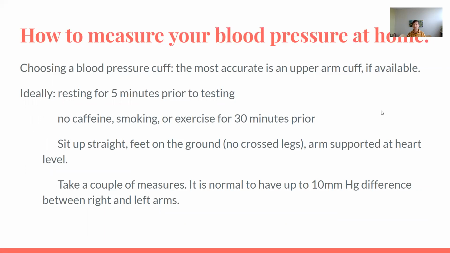So number one, choosing a blood pressure cuff. The most accurate is an upper arm cuff. At the end of the talk, I actually have a reference to the Consumer Reports, which I mentioned earlier. And so if somebody can't find an upper arm cuff that fits, that works right, there are certainly wrist cuffs.